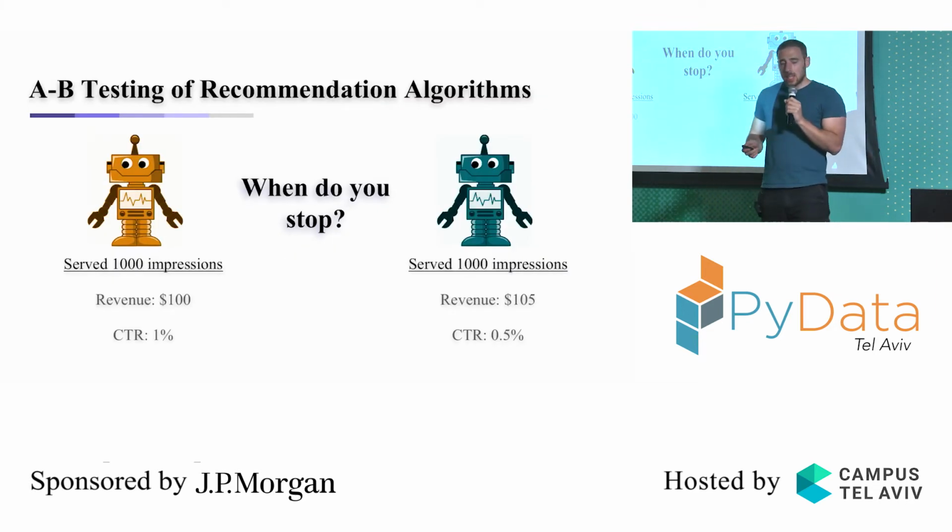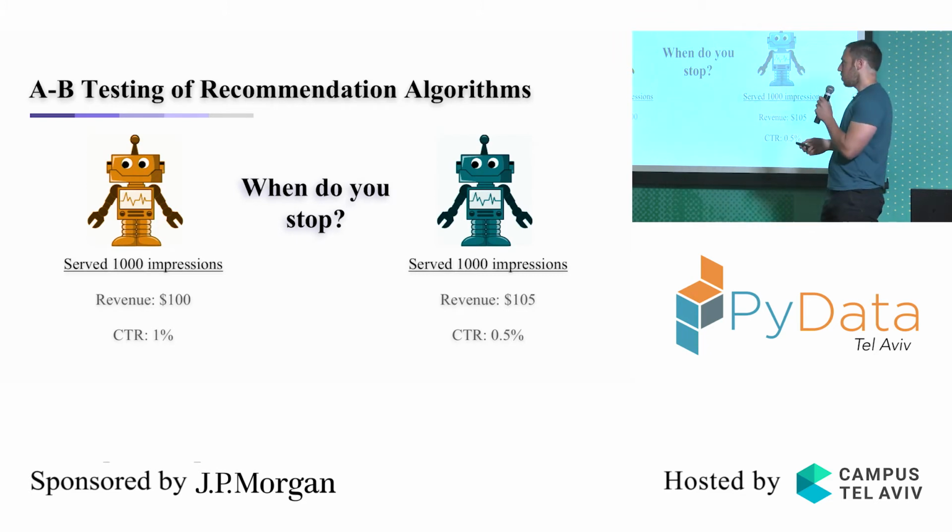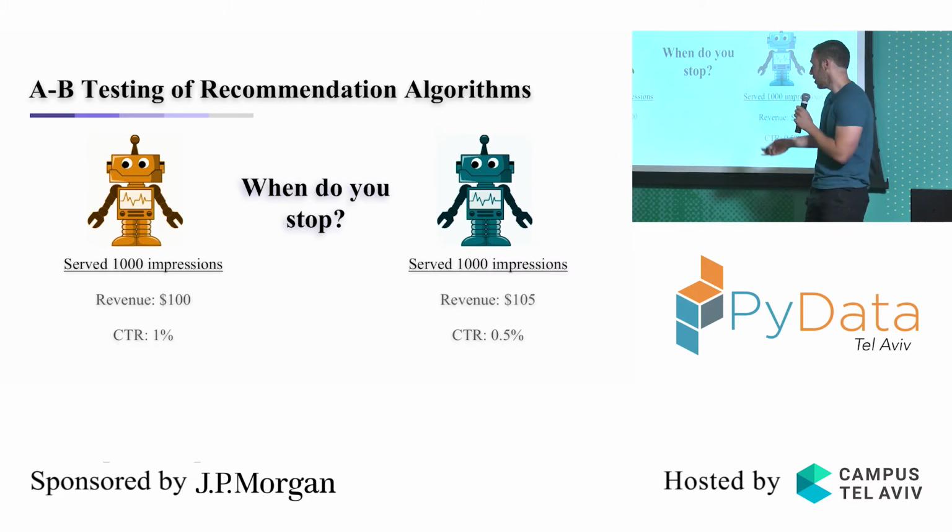So now the A/B testing experiment looks something like this. We have two versions of our model, and we want to know which one performs better, this yellow bot or this blue bot. And the question is, when should I stop? When can I stop performing the experiment and start making some real money? And it's not that obvious.